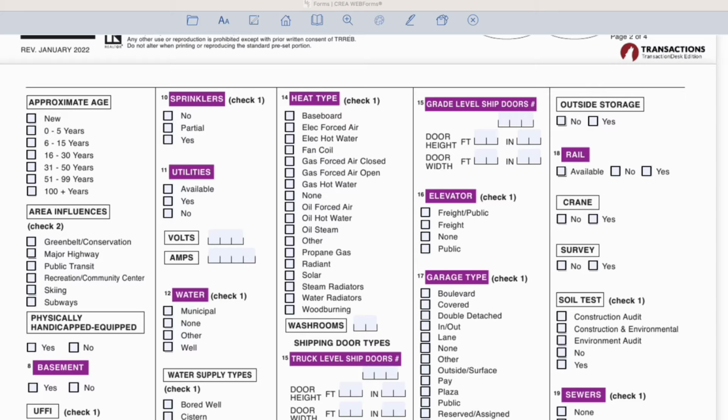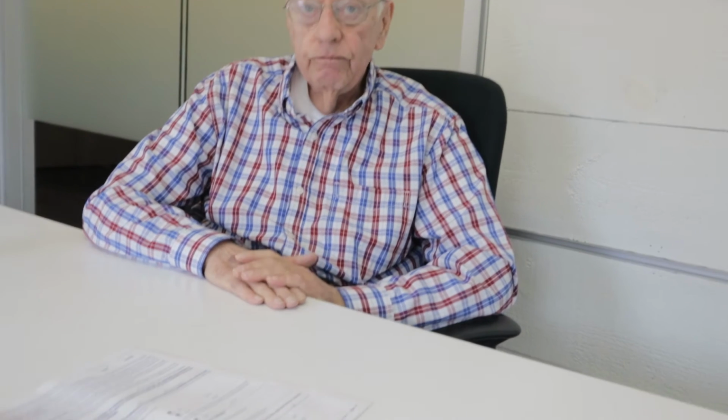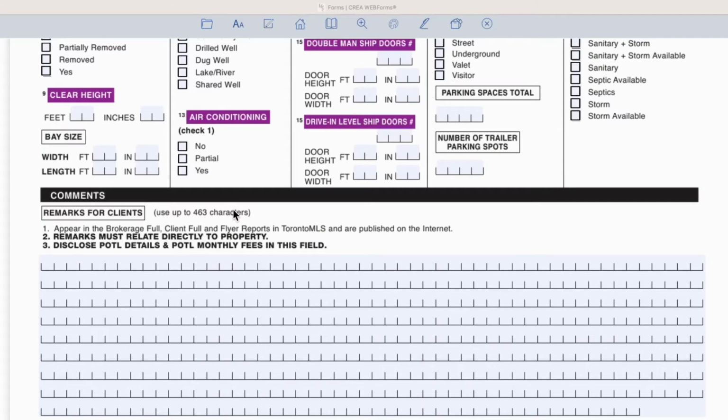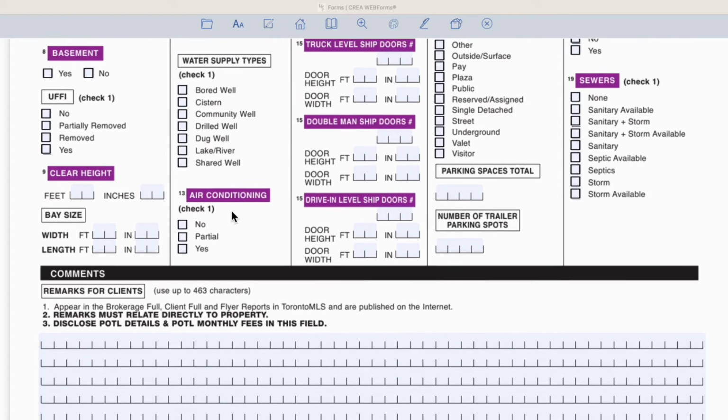And then we move to page 3, which we have approximate age, which is not a mandatory field. No. Basement. That's important because if there is a basement, the rental rate for the retail space on the ground floor would include the right of use for a new tenant in the basement. Okay, wonderful. Clear height. Usually it could be 12-foot clear, standard, fill that in, yes.